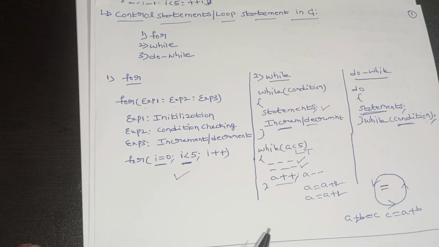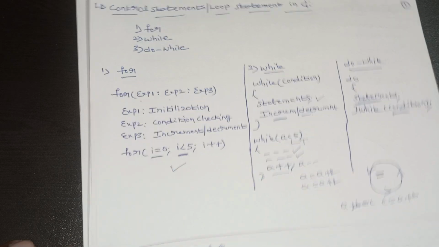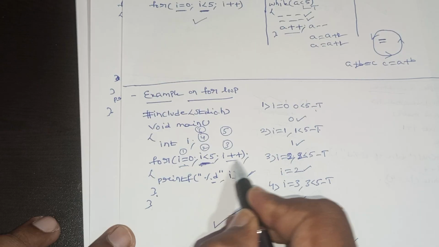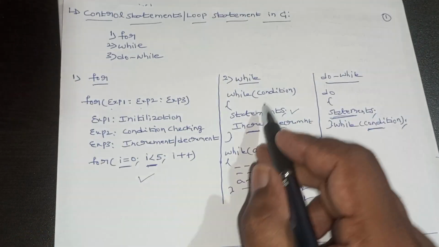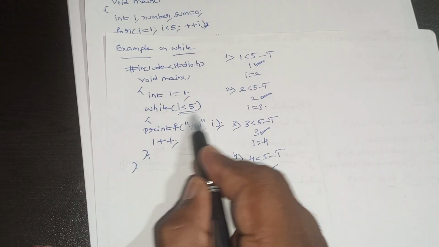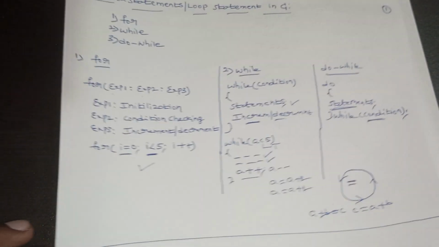Now see, coming to the starting syntax. Expression 1, expression 2, expression 3: initialization, condition, increment or decrement. Now coming to the while loop: while, condition, statements, increment, decrement. See the example: condition, doing something, increment or decrement. Now next one, the do while.